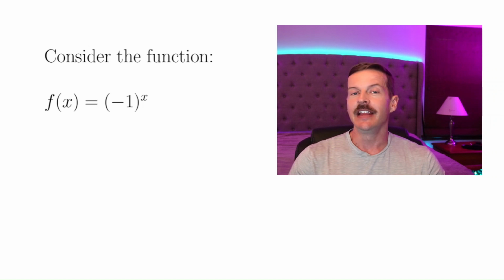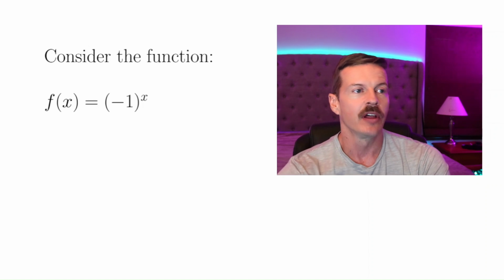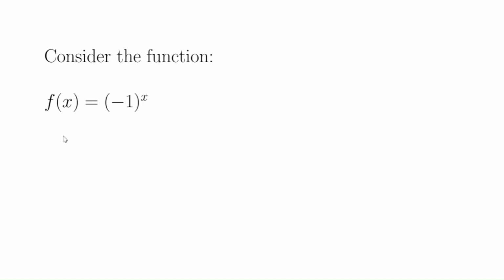Now, of course, there aren't any issues if we just plug in a whole number, an integer for x. So if we plug in an even number for x, we get 1 as an output. If we plug in an odd number, we get -1. But notice what happens when we plug in 1/2. Well, f of 1/2 is -1 to the 1/2 power, which is the same thing as the square root of -1, which is i. So notice already we have an imaginary number here when we let x be 1/2.